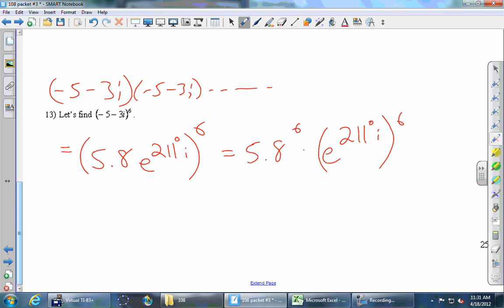But then on the next piece, 5.8 to the 6th times, what do you do with the 6 and the 211? We multiply them. We have a rule about this, which has nothing to do with i's. This is just an exponent property. You get to multiply things when they look like that. So this is really e to the 1266i.